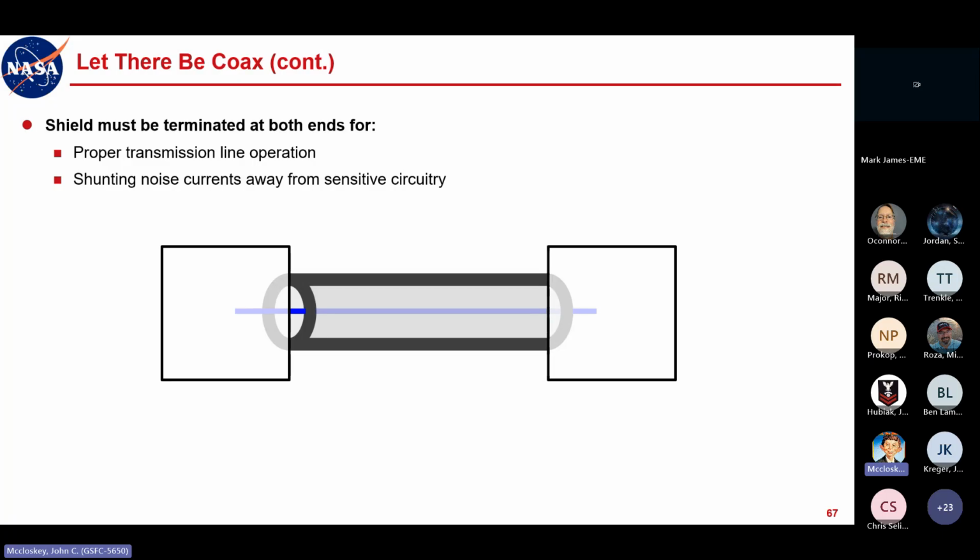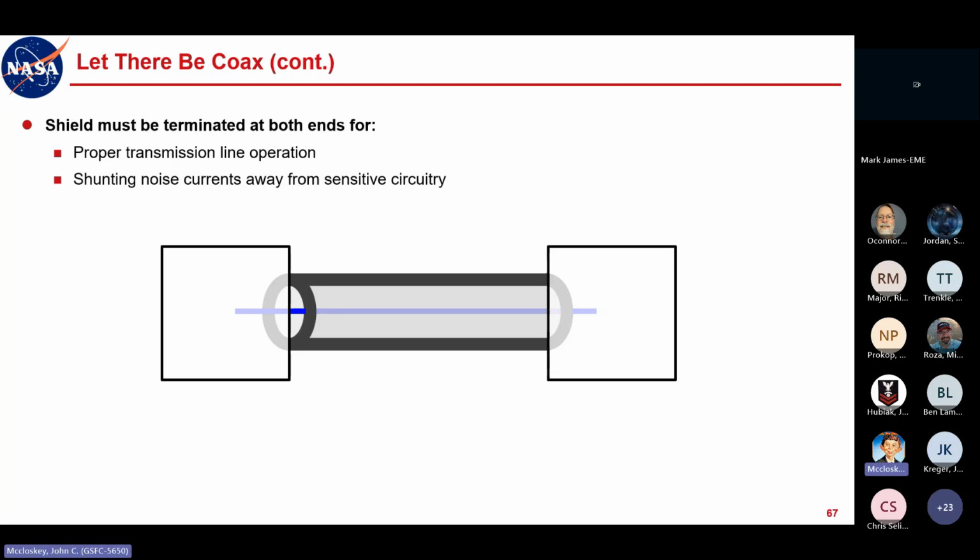I can't even say you're missing the point if you leave that shield open. You're not even in the ballpark of the point. You're not even in the parking lot. I think you're trying to attend a ball game in the wrong city. You're like in Cleveland wondering where Nationals Park is. All right, so terminate the shield of your coax.